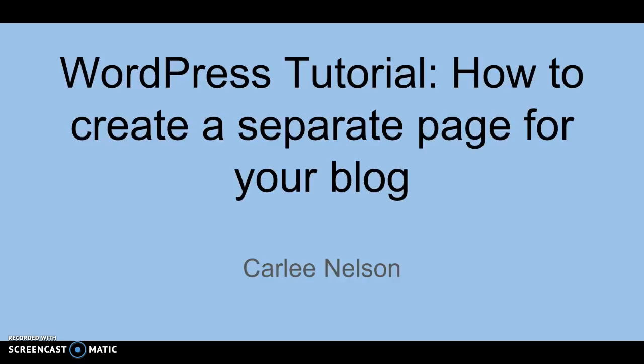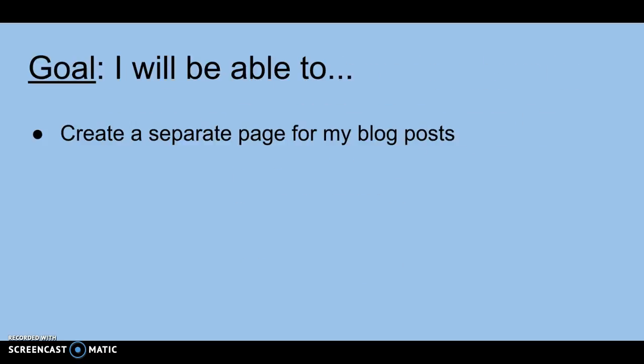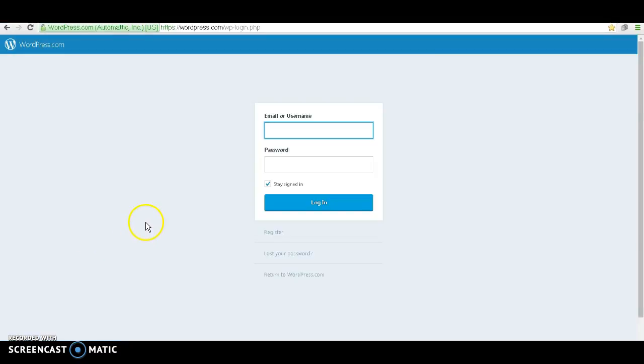This is going to be a WordPress tutorial on how to create a separate page for your blog. The goal is that by the end of this tutorial, you will be able to create a separate page for your blog post. First, you're going to need to log into your WordPress. You can do that by typing in the URL shown above.